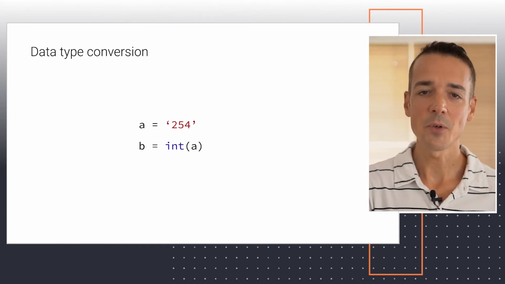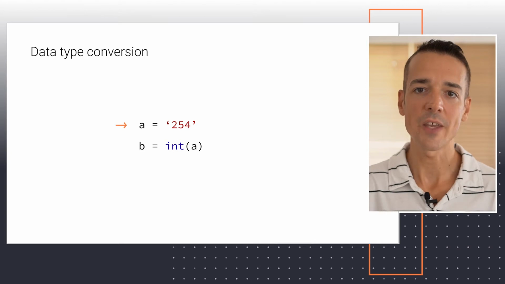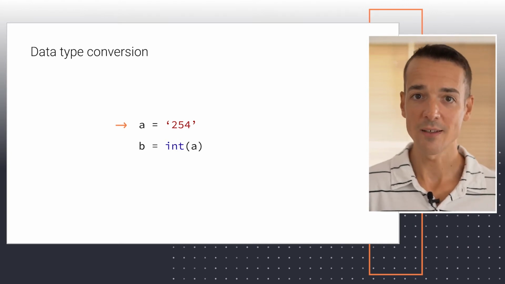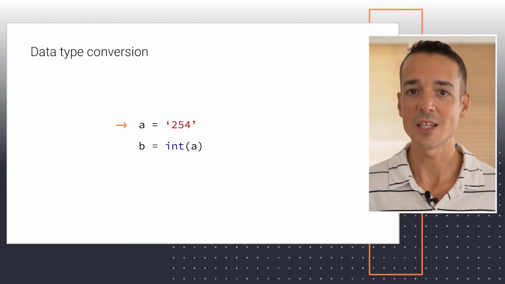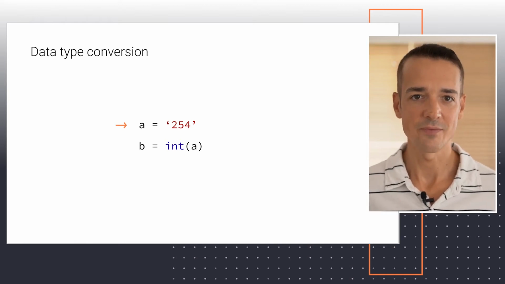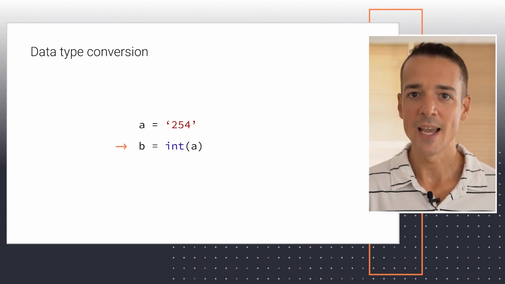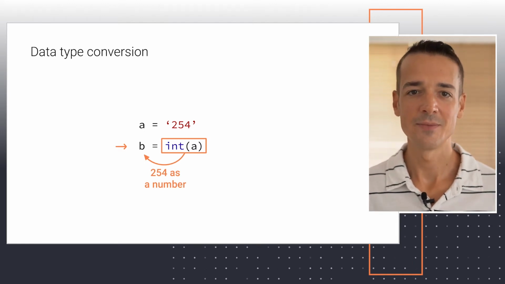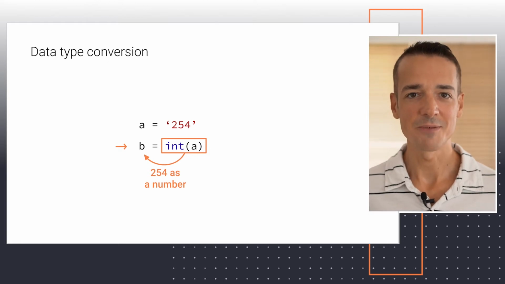In this second example, you can see variable a being initialized to a string formed of characters 2, 5, and 4. We know it's a string because the constant on the right-hand side of the assignment uses the single quotes notation. The second line of code converts the string into an integer and saves a value of type int into variable b. This value can now be safely used in arithmetic operations.